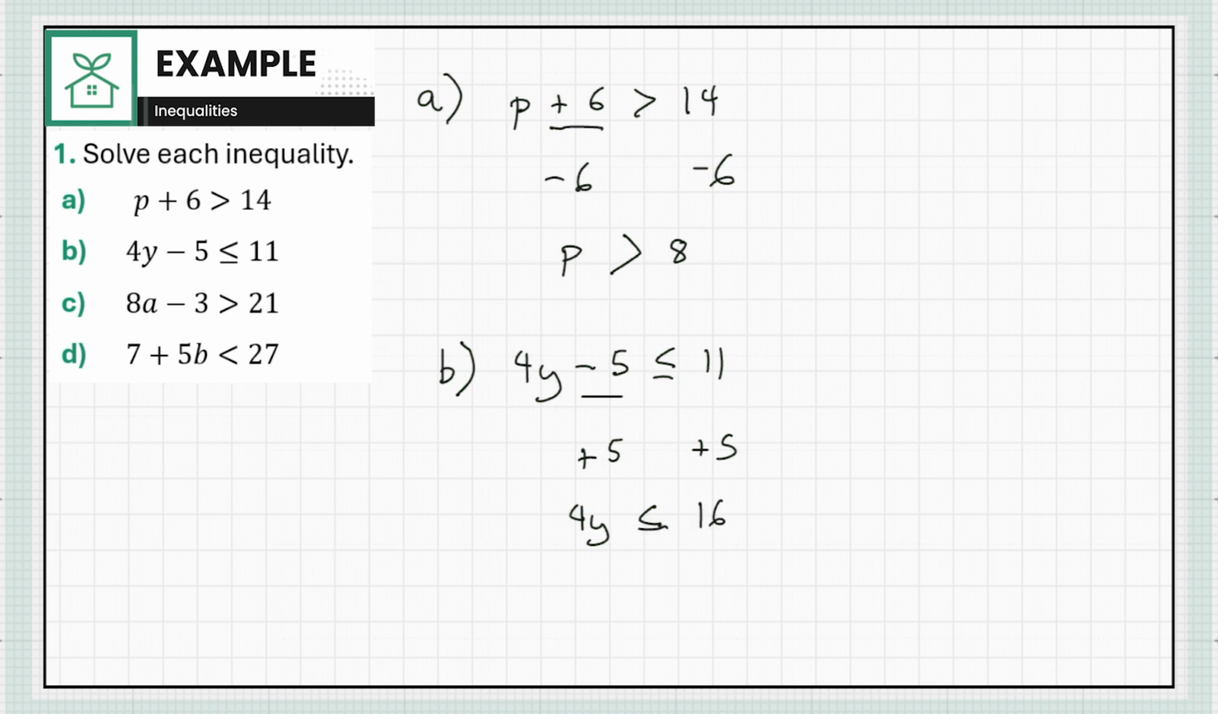Right, same idea with equations is we want to divide by the coefficient of the pronumeral, and then we can get a very simple answer. So dividing 4y by 4 just gives you y is less than or equal to 16 divided by 4, which is just 4.